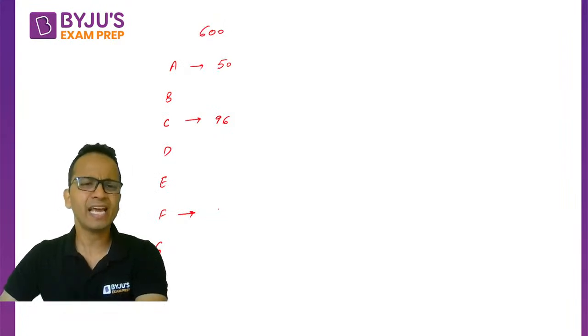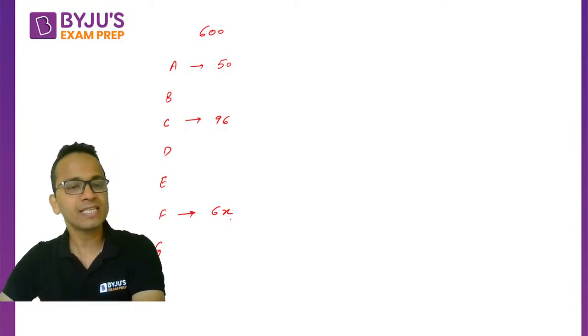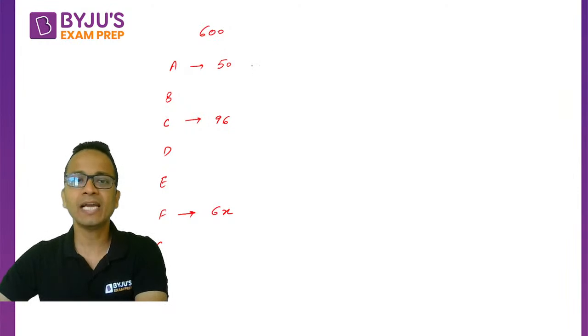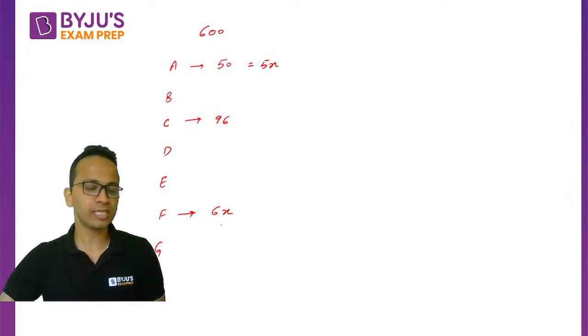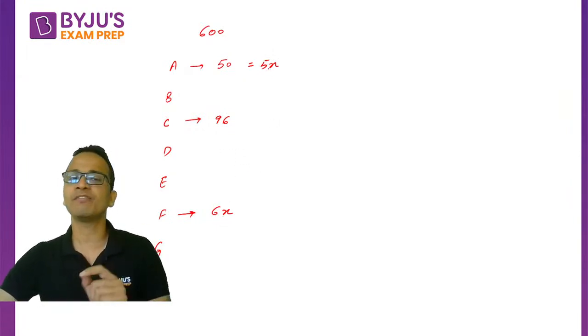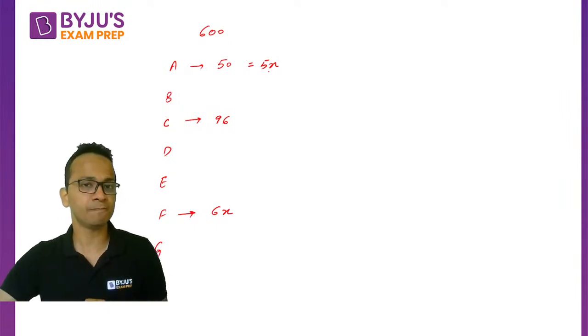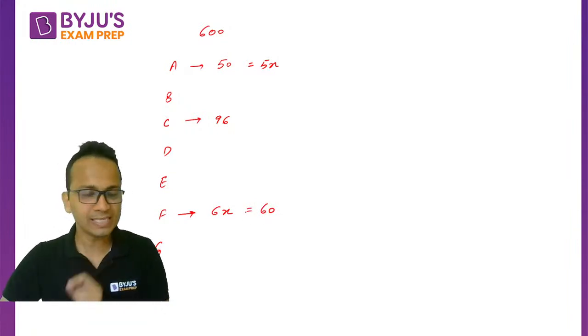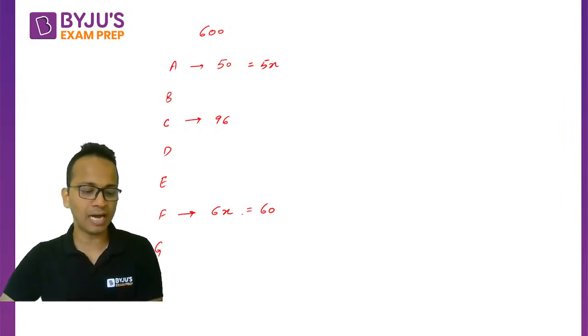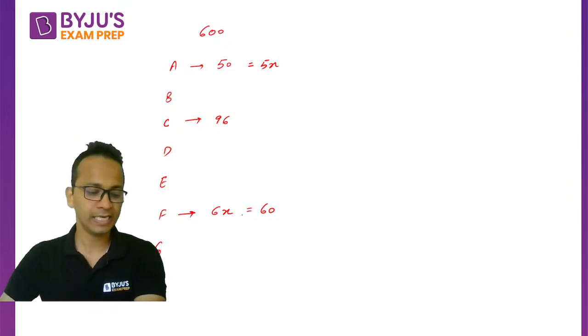If I assume F to be 6x, then 1 by 6 of 6x will be x, and A will be 5x. So A will be x less than F. If 6x is the value of F, then the value of A will be 5x, and the value of 5x is given as 50. If 5x is equal to 50, then the value of 6x will be equal to 60. All right, so the value of F will come out to be 60. Am I clear to all of you? I hope I am. So the value of F we have calculated as 60. Let's move further.